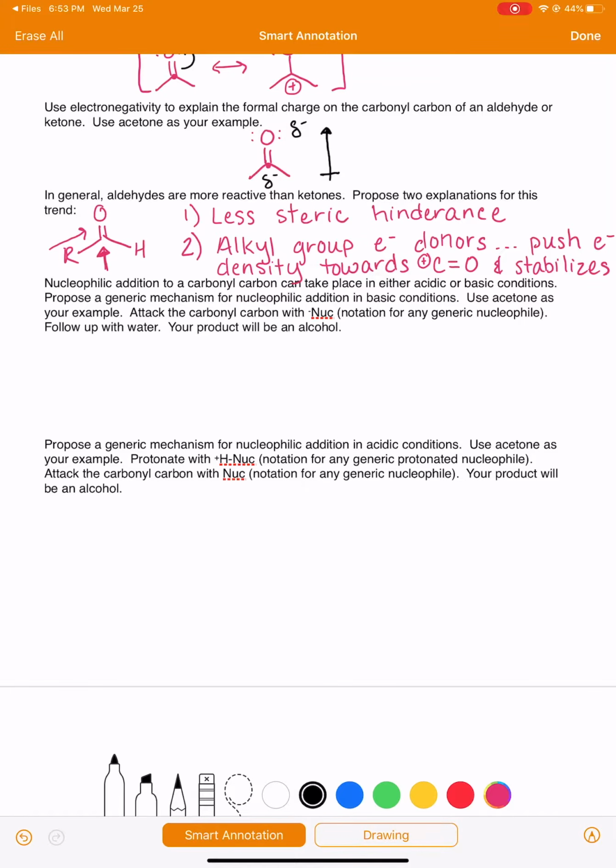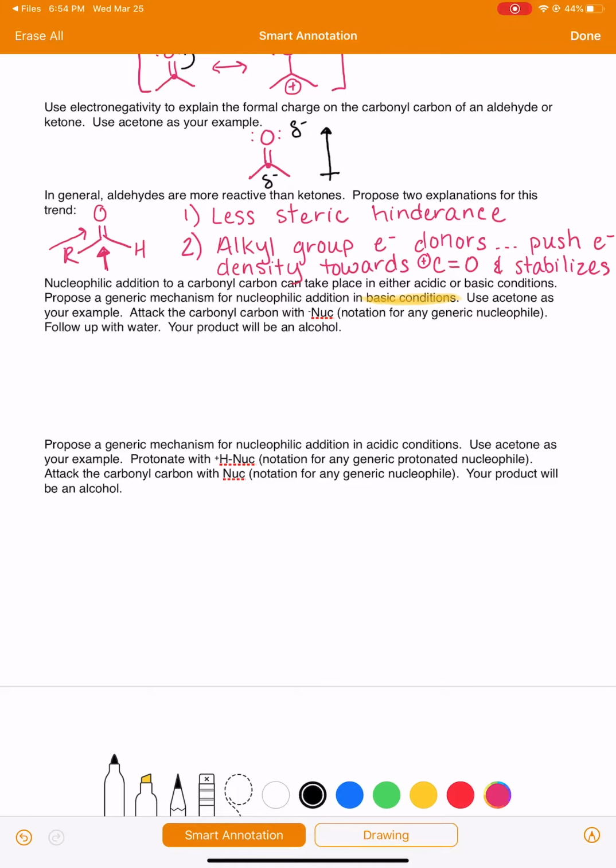So now, last but not least, we're going to look at the generic reaction mechanism for nucleophilic addition. Nucleophilic addition can occur in either acidic or basic solution. So the nucleophile's reactivity can be catalyzed by an acid, or the nucleophile can be extra basic. And we're going to start by looking at the reaction that would occur in basic conditions.